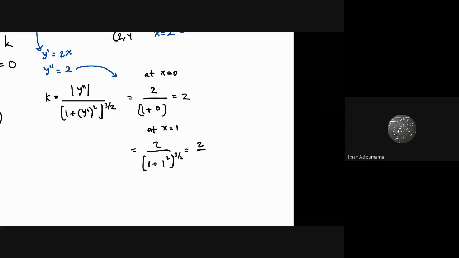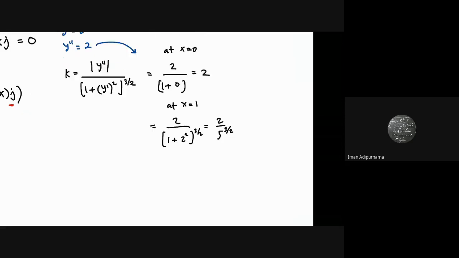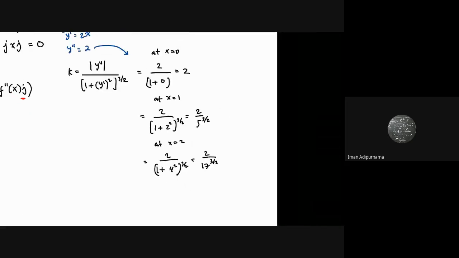Should be, wait, it should be 2, right? So 5, and at x equals 2, this should be 4, sorry. And 3 over 2. Okay.